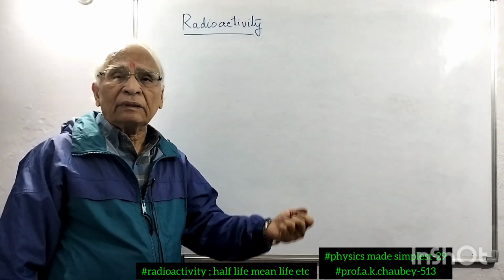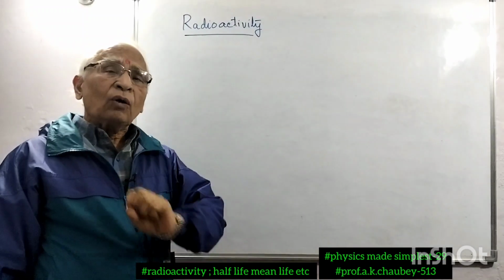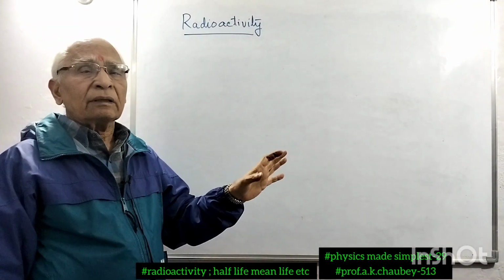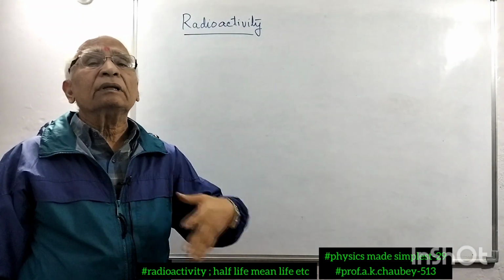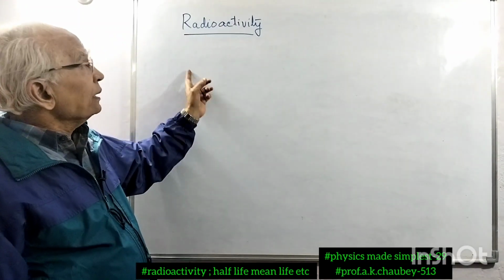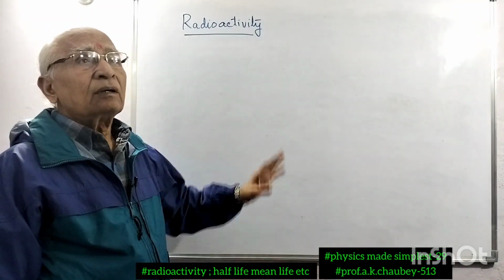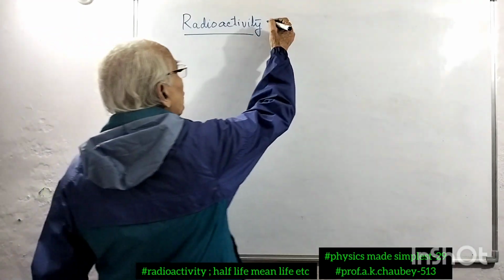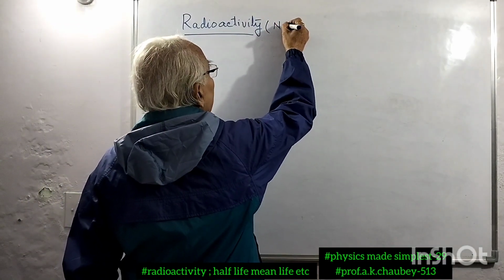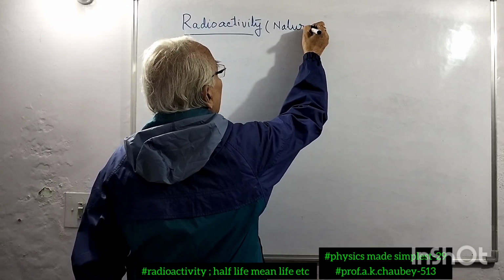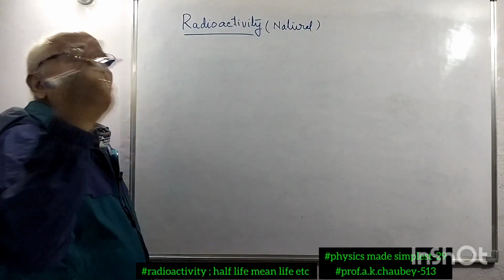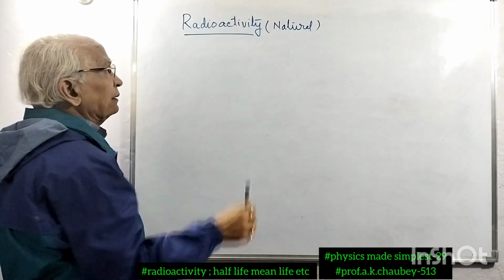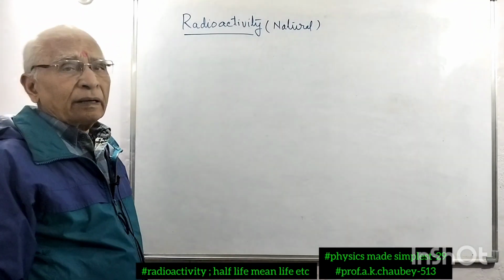Unaided by any external agency means we are not supplying any energy, we are not heating, we are not doing anything. They emit some radiations naturally. That is called natural emission of radiations, or natural radioactivity. Radioactivity can be of two types: one is natural, the other is man-made by some nuclear reactions. But at this time I am talking about natural radioactivity.